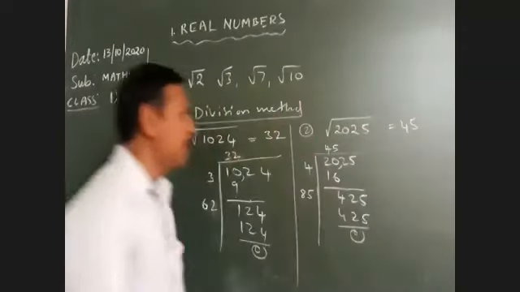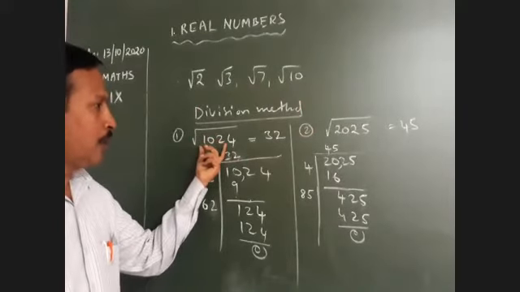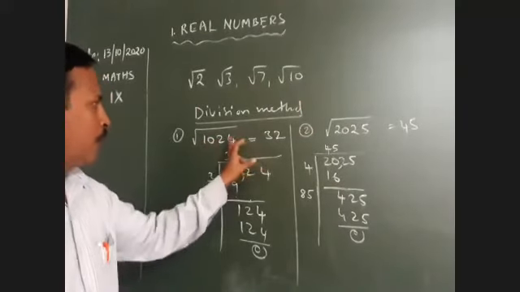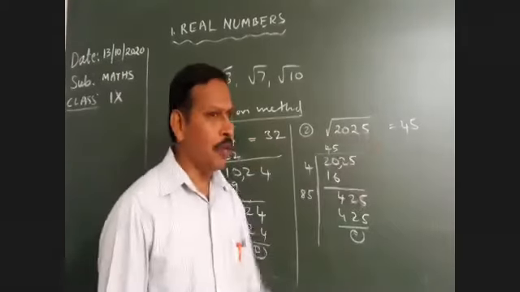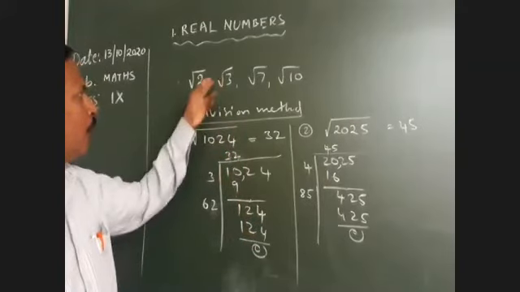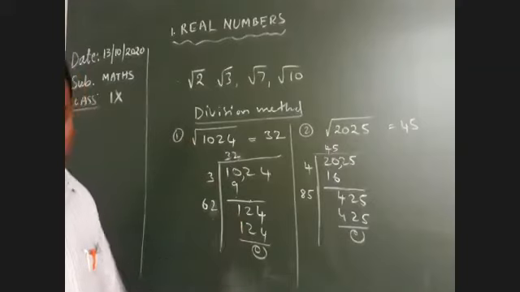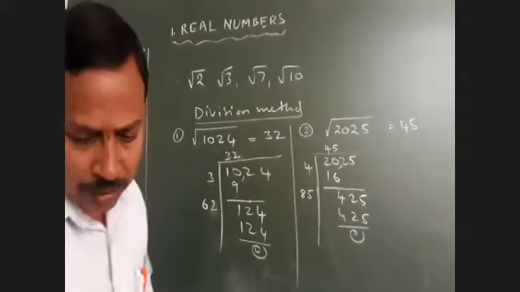This is the division method for perfect squares. 1024 is a perfect square. 2025 is also a perfect square. This is the method. The same method will continue for irrational numbers. How to find the square root for an irrational number? Just go and check what we did last year. Either take a screenshot.